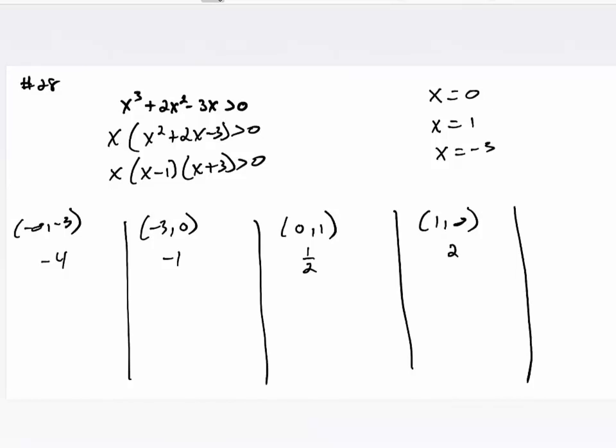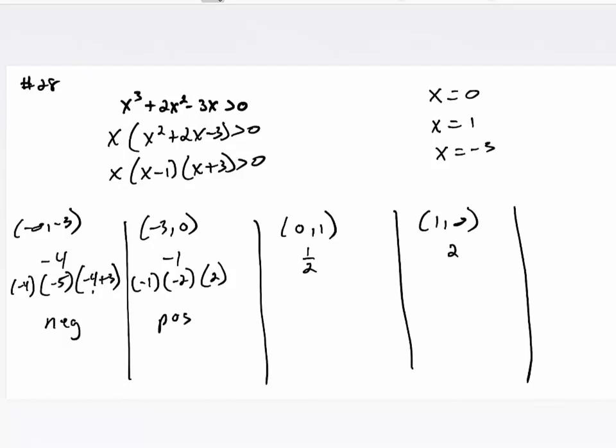If I plug in negative 4 here, I'm going to get negative 4, and then negative 4 minus 1 is negative 5, and then here I'm going to have negative 4 plus 3. So I have a negative times a negative, which is a positive, times a negative, so this one is going to be negative. Now let's try the next one, which is negative 1. So I have negative 1, and then negative 1 minus 1 is negative 2, and then negative 1 plus 3 is a positive 2. And so a negative times a negative is a positive, times a positive is a positive, so this is positive.